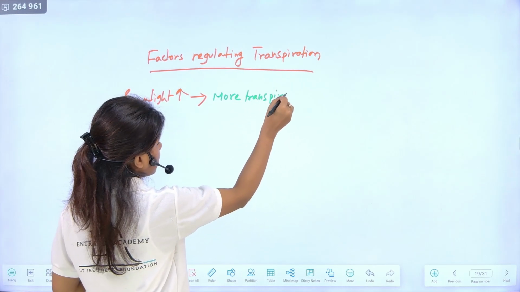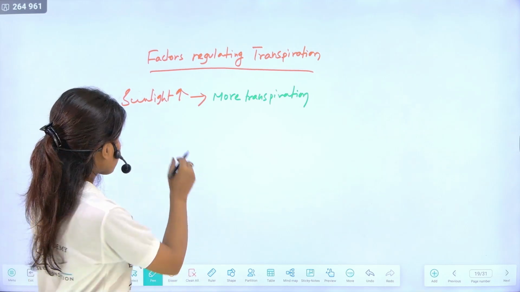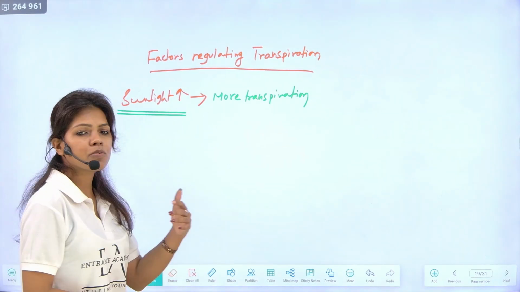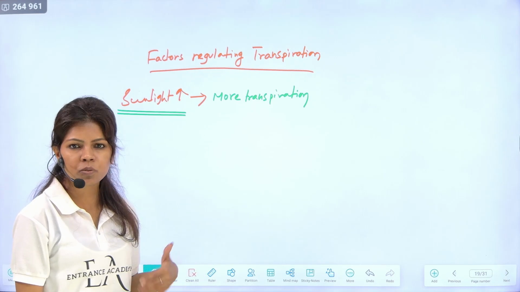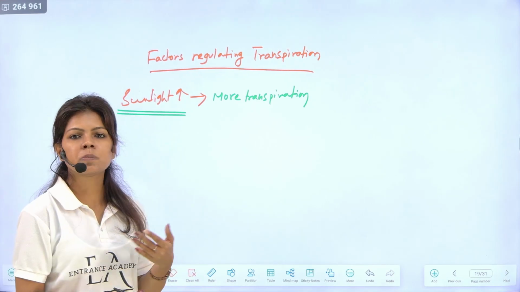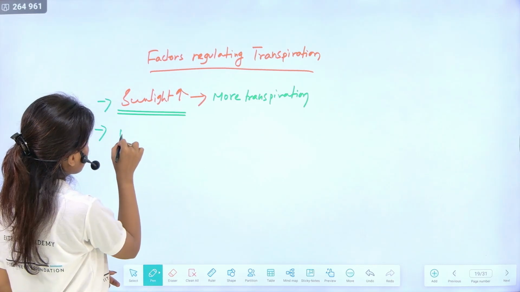Why? Sunlight intensity is high, it will regulate the absorption of water more, and if the absorption of water becomes more, the rate of transpiration will increase as well. Next, the factor is wind velocity.